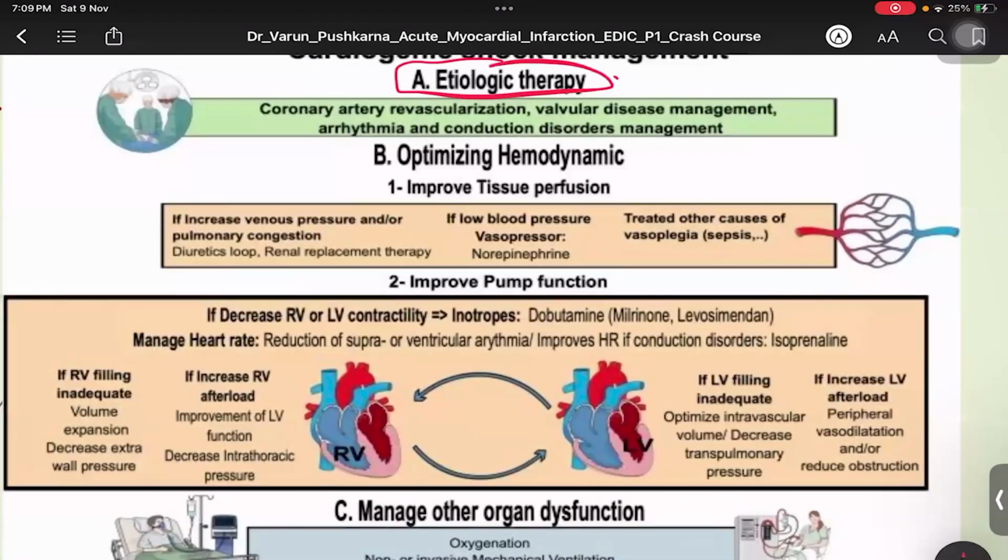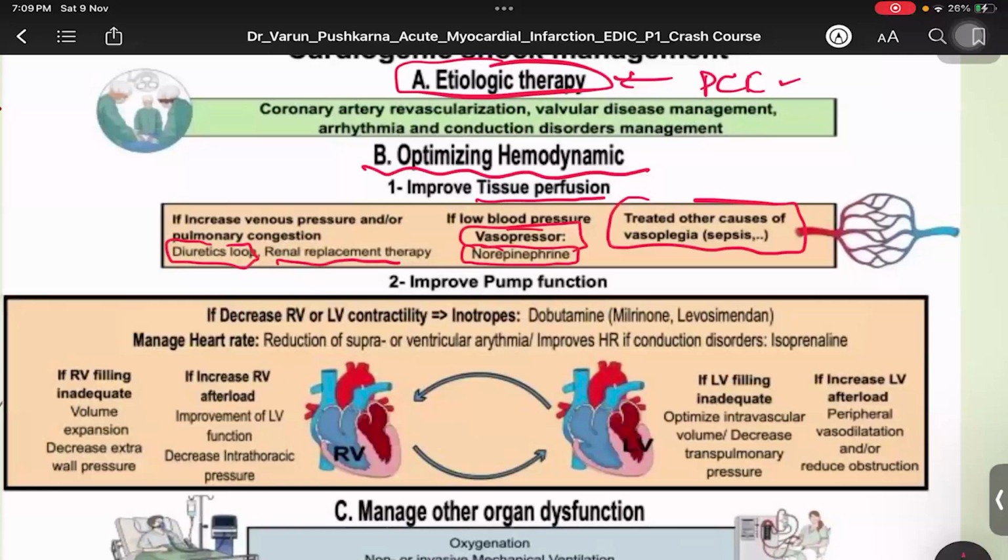So you need to do what? Etiological therapy. That means you will do a PCI. You already did that. Optimizing the hemodynamics by improving tissue perfusion, you can do by using loop diuretics. If the urine output is not there, you can initiate renal replacement therapy. If the blood pressure is low, add norepinephrine, which is the vasopressor of choice, and try to find if there are any other causes of vasoplegia like sepsis. Now, this was the step to improve the tissue perfusion.